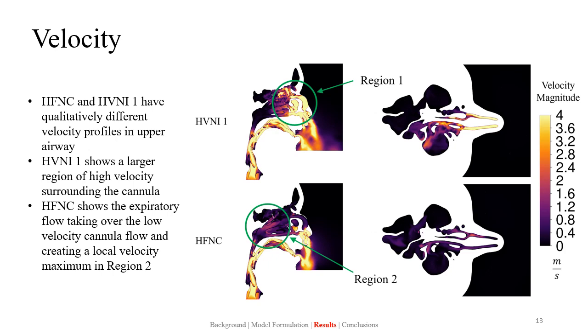It is expected that there would be quantitative differences in the velocity profiles between the 2 therapy types. However, there are qualitative differences between the velocity profiles seen in the contours. HVNI1 shows a significantly larger region of high velocity surrounding the cannula. This would be expected and included in the quantitative differences. However, the HFNC model shows the expiratory flow taking over the low velocity cannula flow and creating a local velocity maximum in region 2. This is a qualitative difference, as this point coincides with a local minimum for HVNI.